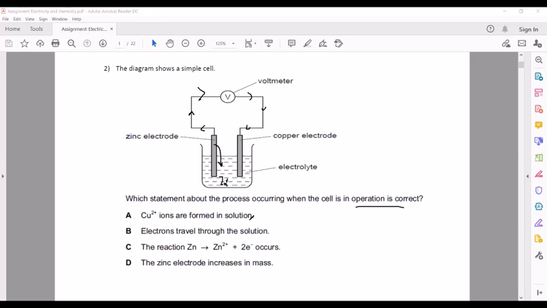Copper ions are not formed in the solution. Electrons never travel through the solution. Electrons can only move through the wire.